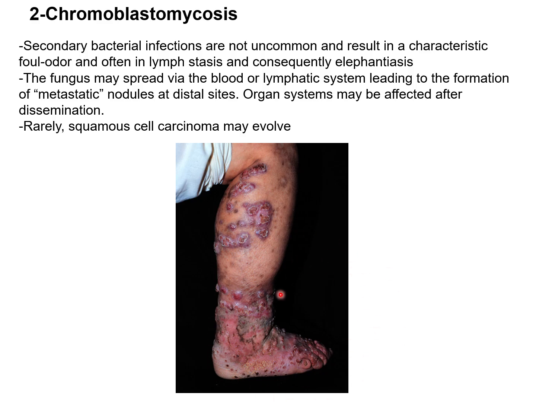Now, the fungus, as I said, is mostly confined to the limb. However, we might see metastatic nodules at distal sites, mostly seen in somebody who is immunocompromised or whose immune system cannot control the infection very well. So for the most part, this is confined to one limb. It doesn't spread along, but it might happen in somebody whose immune system is not capable of coping with the infection. And if dissemination happens, of course, you might affect organ systems, and you would have a more complicated type of infection. Now, rarely you might end up with squamous cell carcinoma because of this type of infection.